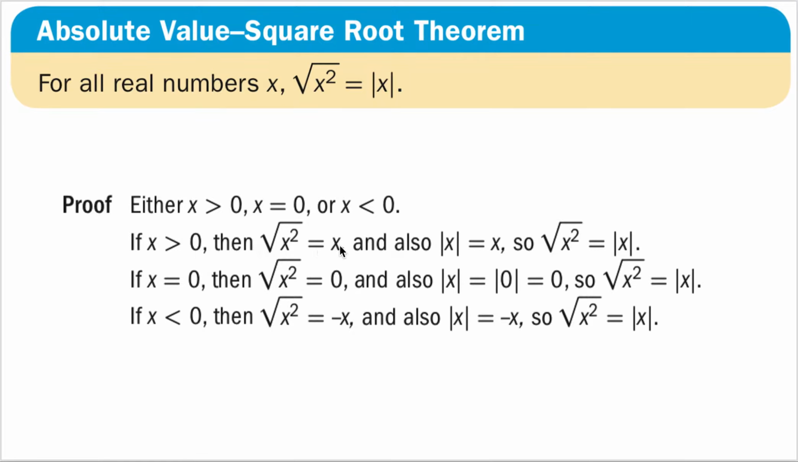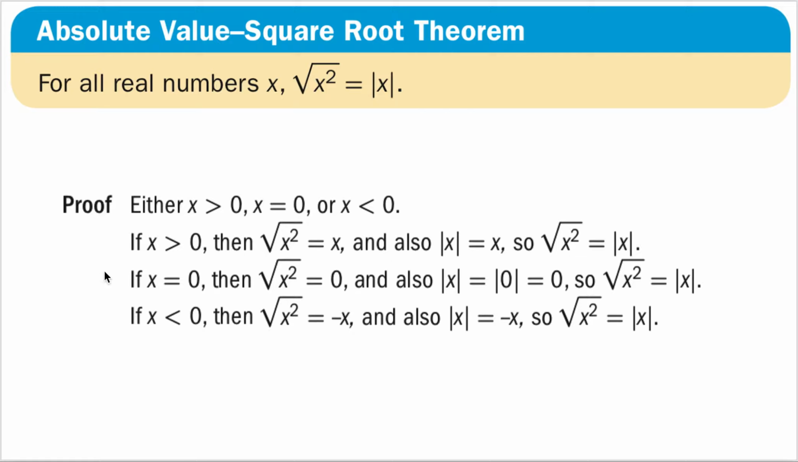squared is equal to x, and also the absolute value of x is equal to x. Because x is equal to x, here we are applying the reflexive property. Then x is equal to the absolute value of x, and x is equal to the square root of x squared. Here we can use the substitution property of equality, and then the square root of x squared is equal to the absolute value of x.